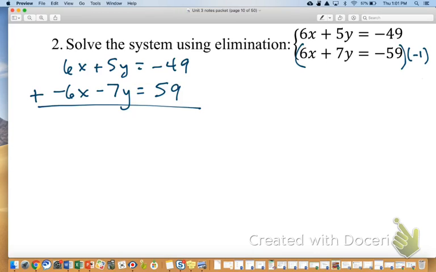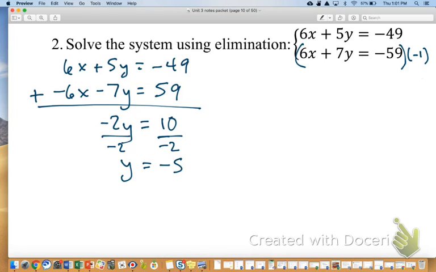Let's try it. So when I add 6x plus negative 6x, I get 0. So I could write a 0 down there, but I typically don't write anything because the x has been eliminated, right? Come over here, I add these two up, I get negative 2y equals 10. I want to get the y by itself because I'm trying to figure out what the y and what the x are. So I would divide everything through by negative 2, and this would give me y equals negative 5.